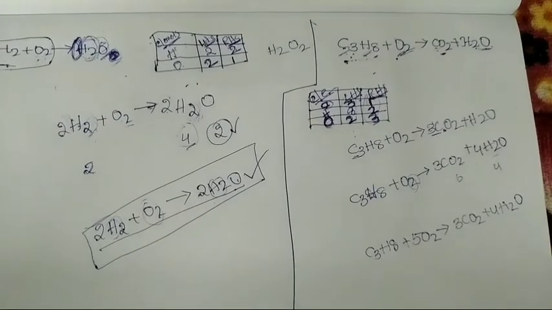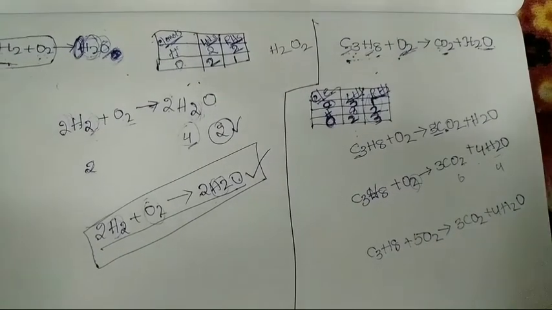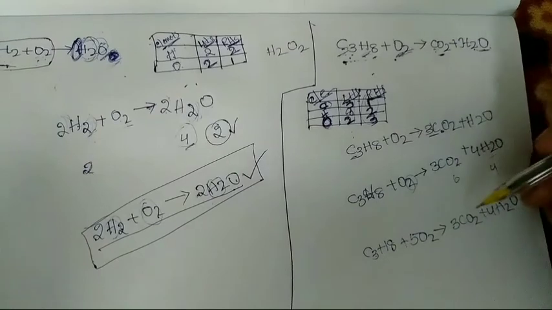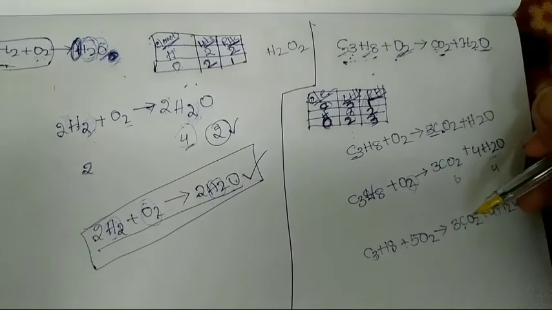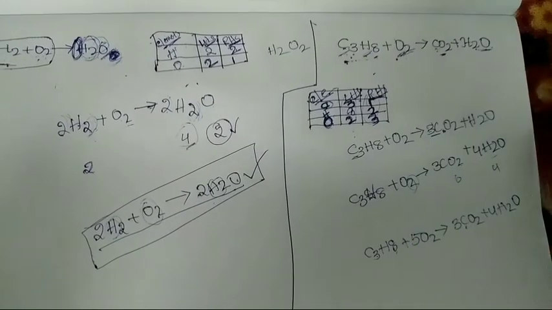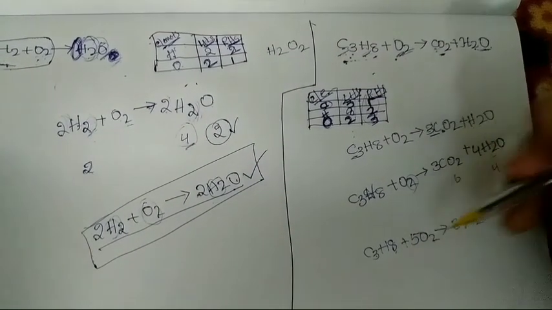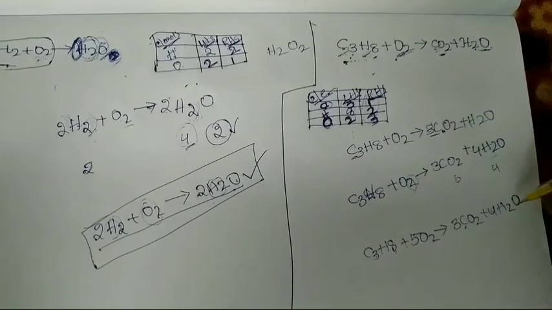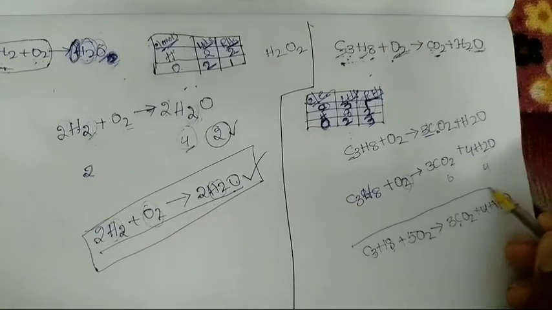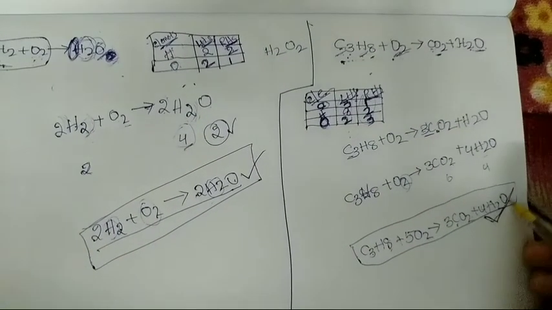Okay. Is this equation balanced or not? Let's count. Carbons, 3 carbons, here 3 carbons. Okay, balanced. Next, hydrogens, here 8 hydrogens, here 8 hydrogens, balanced. Next, here 10 oxygens, here 10 oxygens, balanced. This is the correct chemical balanced equation. I think you can understand.